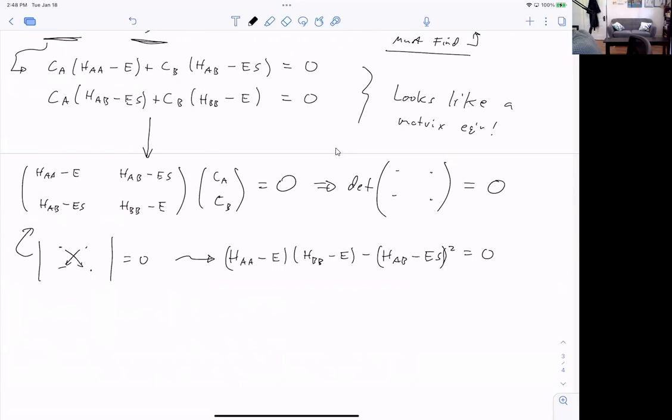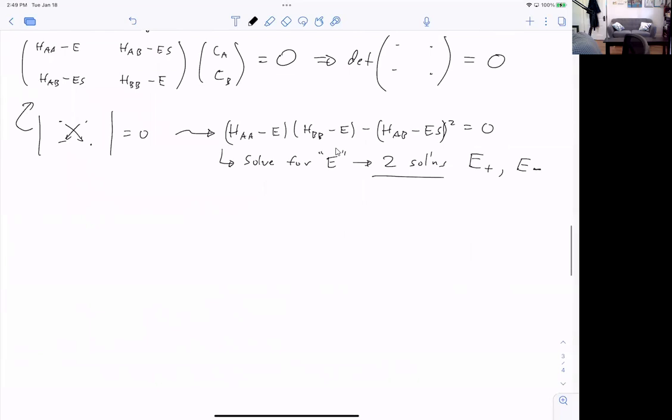And so that's a quadratic equation. What we do is solve for E, and we get two solutions because it's quadratic. I'll call them E plus and E minus. One is big, one is little, although the bigger one is actually E minus, so maybe the notation is not great, but it is what it is.